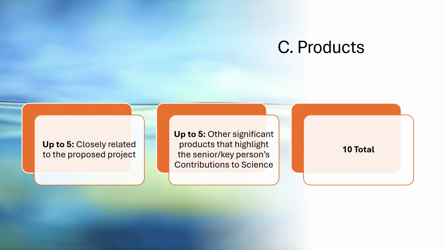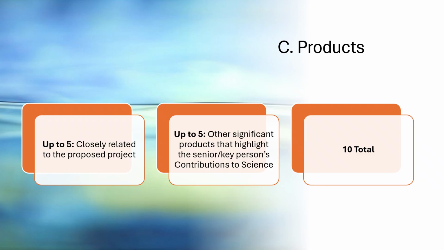Moving on to section C, products. Here we have one of the biggest changes for the Common Form Biosketch, at least for those of you applying to the NIH. In this section, you are allowed to list up to 5 closely related publications or products to the proposed project, meaning for whichever application you're currently submitting, those first 5 publications should be relevant to that. And then you can include up to 5 other significant products that highlight your contributions to science, which you will talk about later in the supplement.